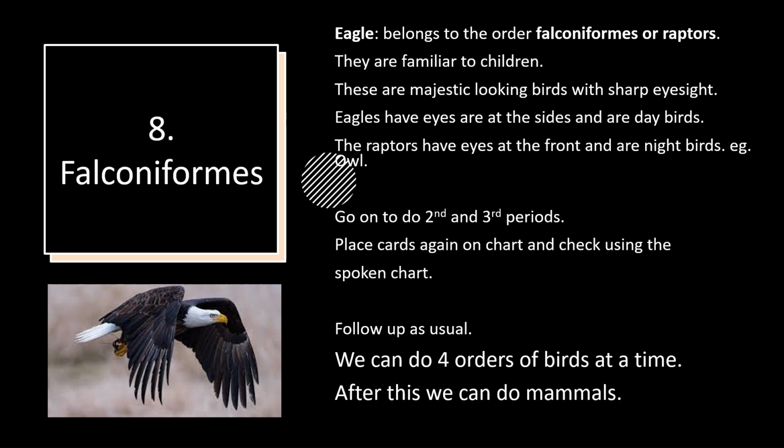Place cards again on chart and check using the spoken chart. Follow up as usual. We can do 4 orders of birds at a time. After this, we can do mammals.